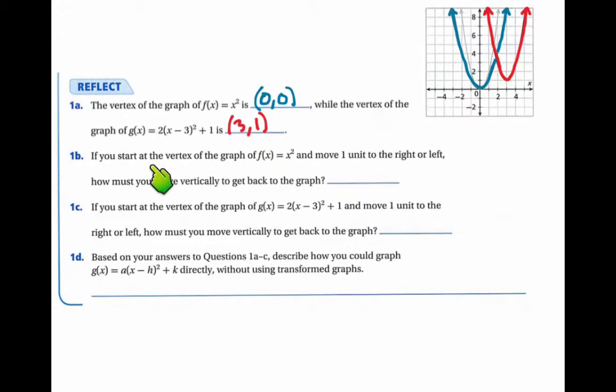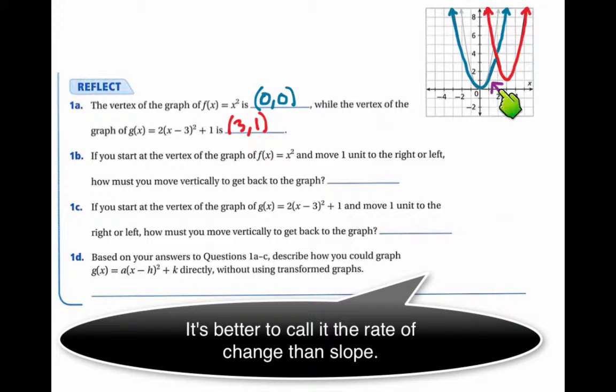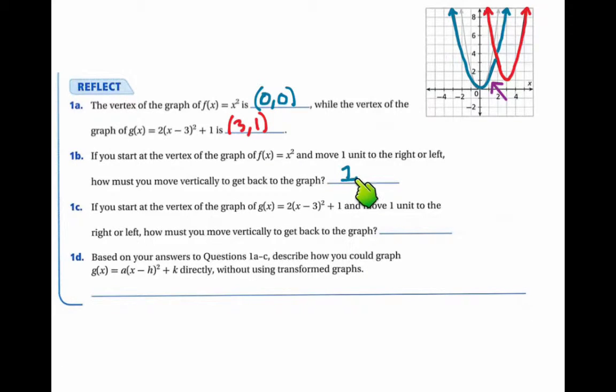Well, now this part gets a little weird, and you just trust me, I know where they're going. They get you there in a weird way, but it's going to make sense. So if we start at the vertex of this graph, and we move 1 unit to the right or the left, let's move 1 unit to the right. Then what do we have to do to get back to our graph? We have to move 1 unit up. So we're kind of looking at slope. We had to go over 1 and up 1 to get back to our graph.